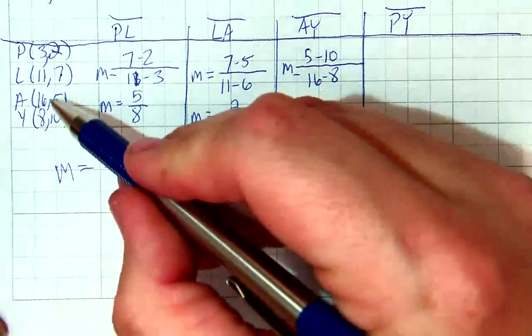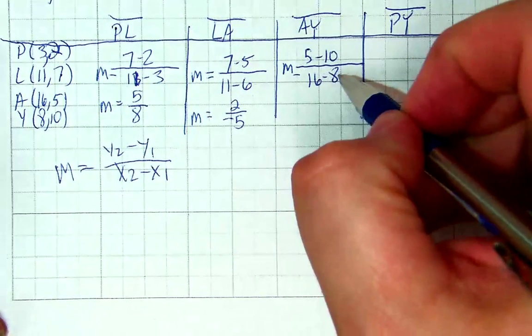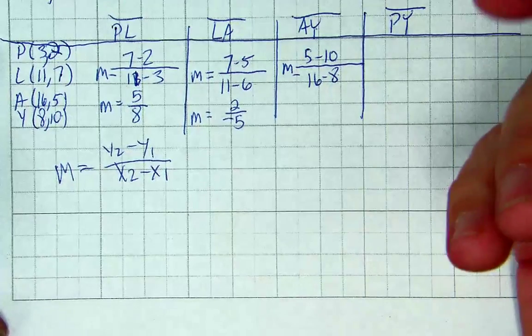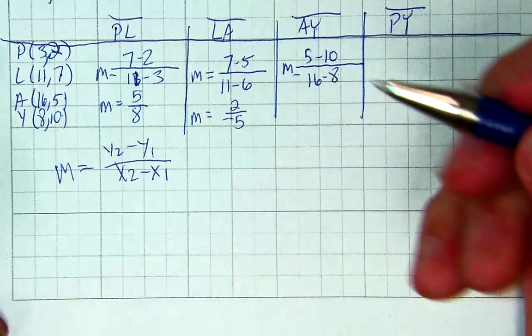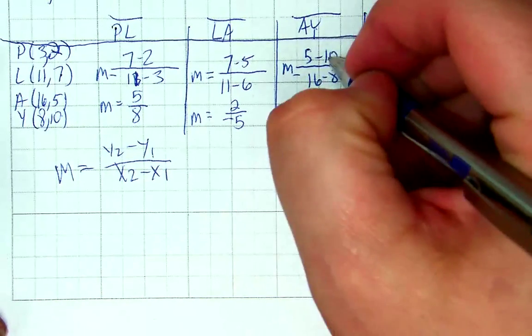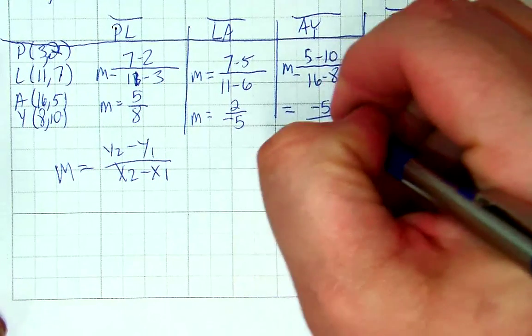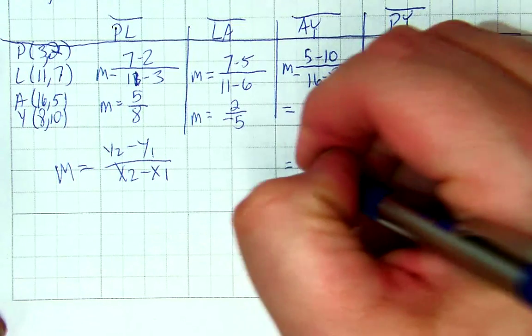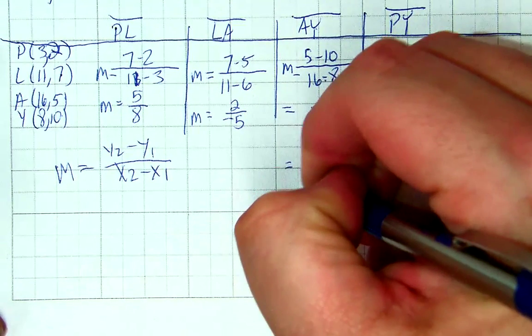If you look at this, the point would be 16, 5. There's the point 16, 5. Here's the point 8, 10. So we can see the consistency kind of built into this. So 5 minus 10 is a negative 5. 16 minus 8 is an 8. So this is negative 5 over 8.